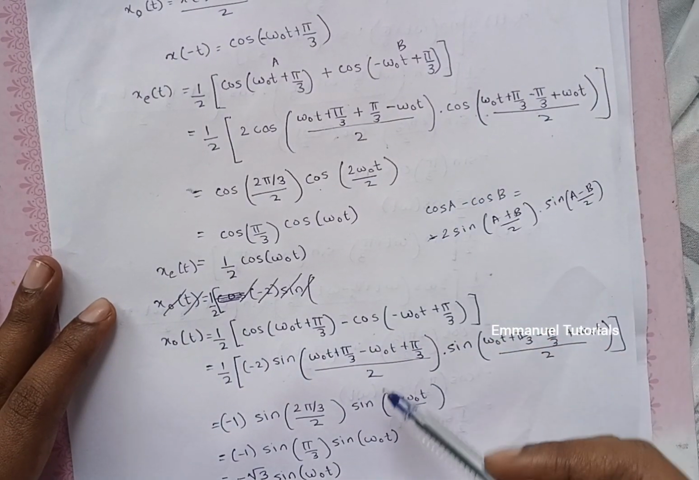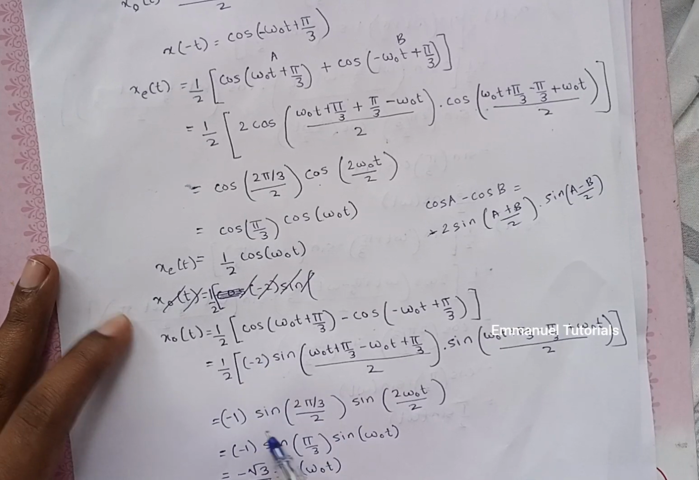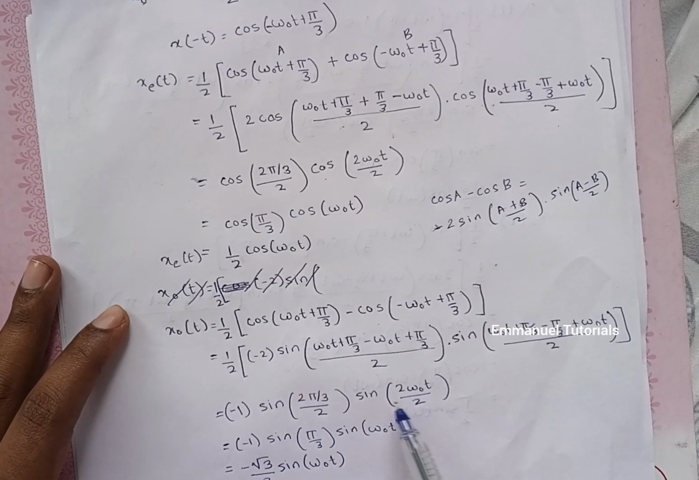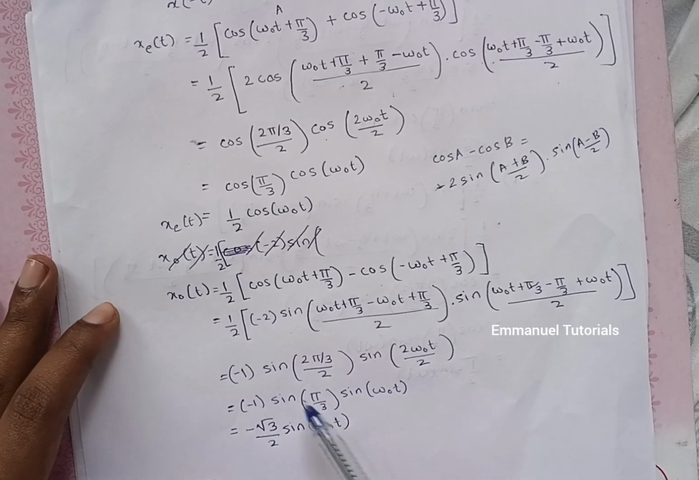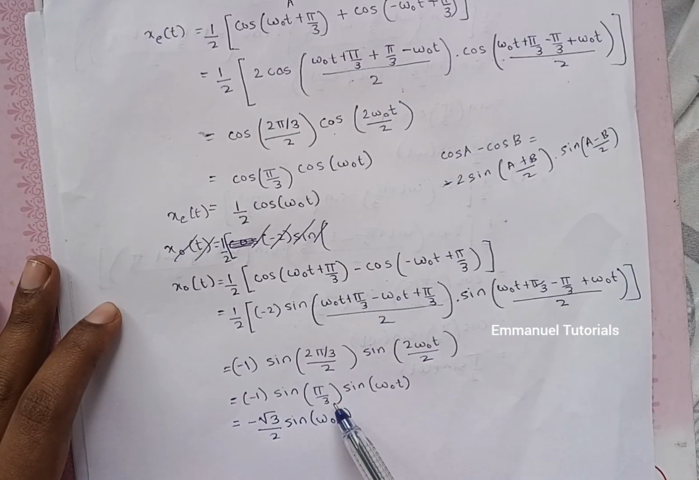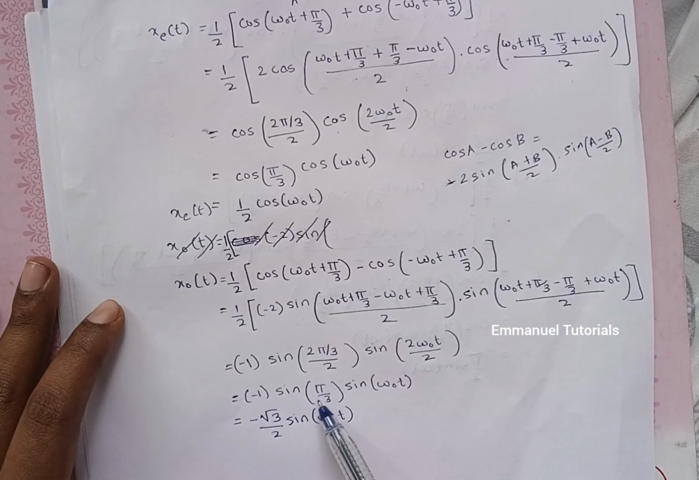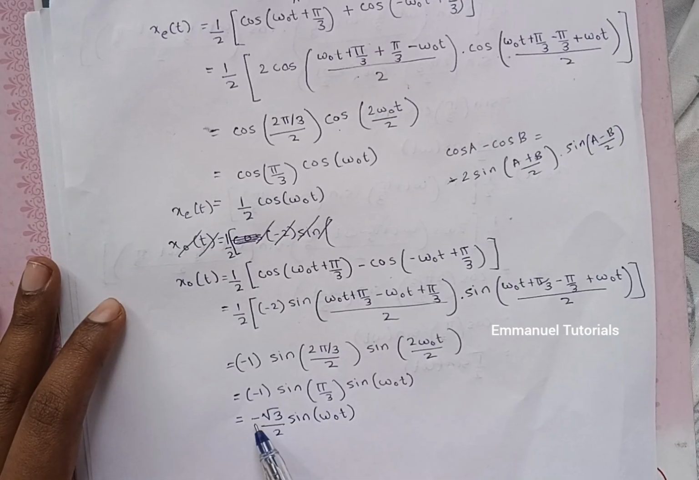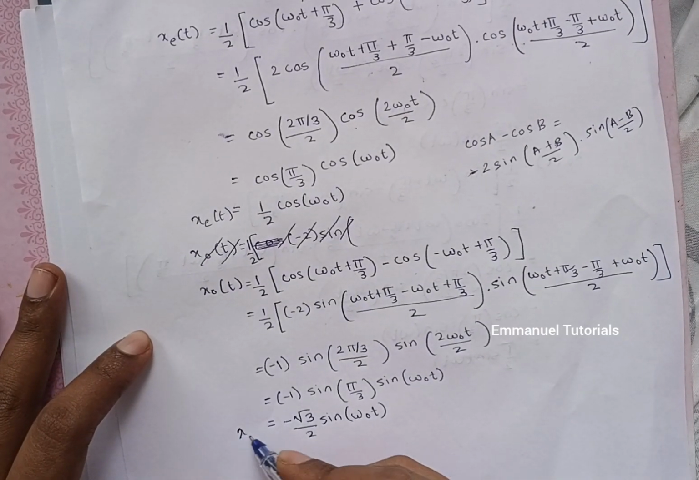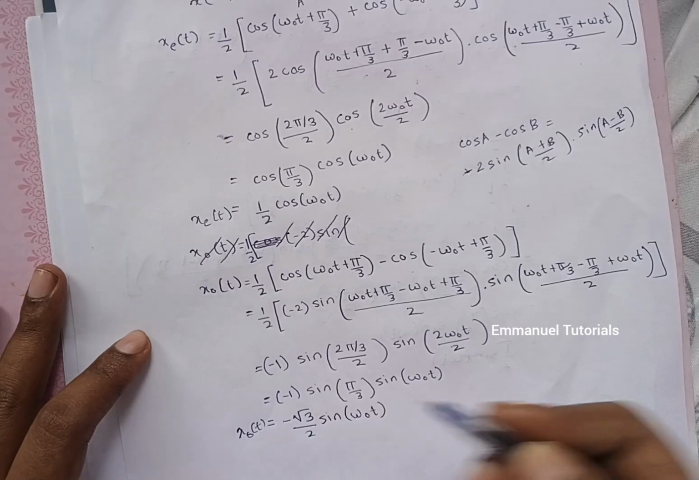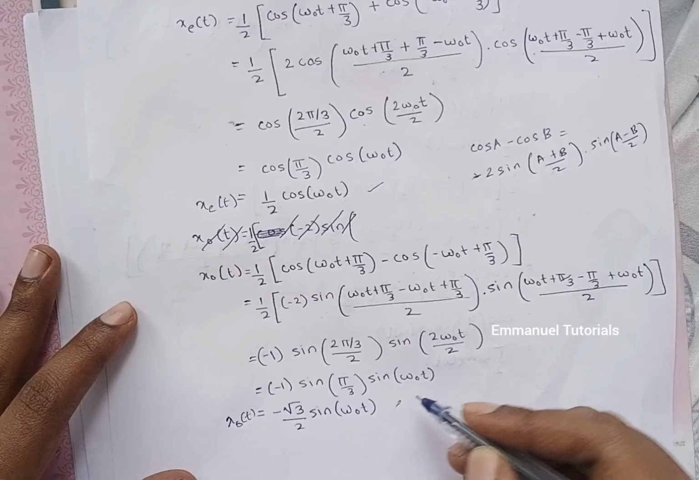Now again, it's going to be the similar angle, so it will be minus 1 here, and the 2s will get cancelled. It will be minus 1 sine 2 pi by 3 by 2 sine 2 omega naught t by 2. Again, our 2 and 2 in the numerator and denominator get cancelled. We will get minus 1 sine pi by 3 multiplied by sine omega naught t, and sine pi by 3 is root 3 by 2. So we'll have minus root 3 by 2 sine omega naught t. So this is our x odd component of t. So we have our even component and our odd component.